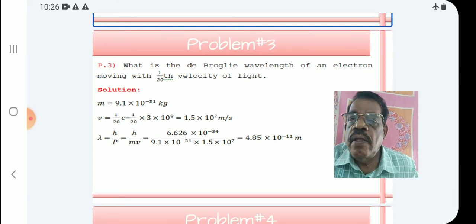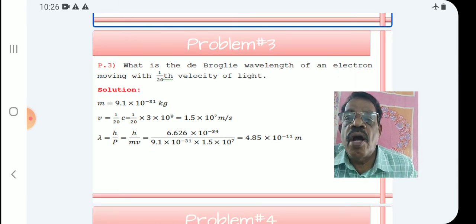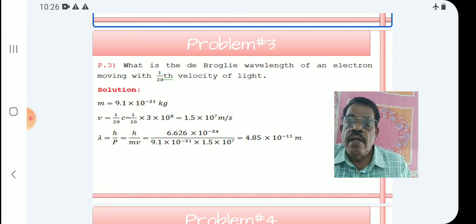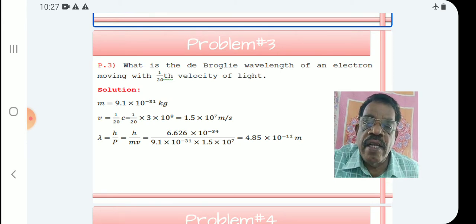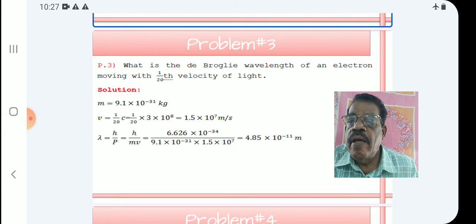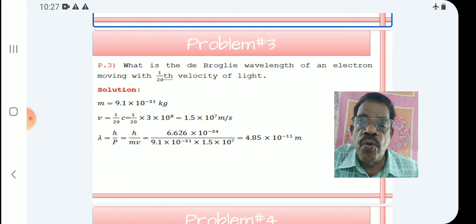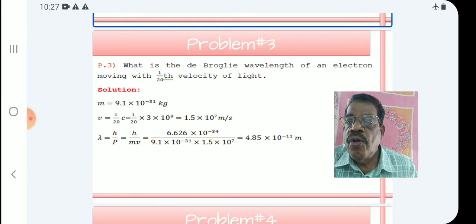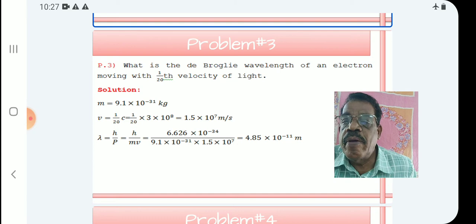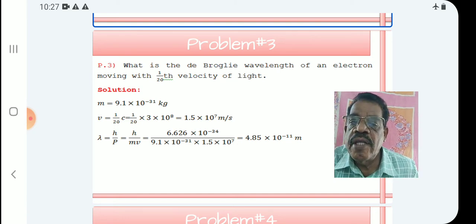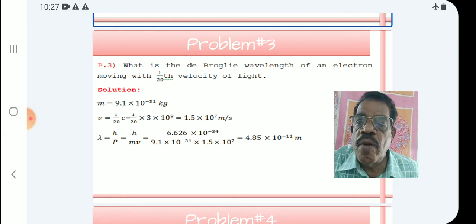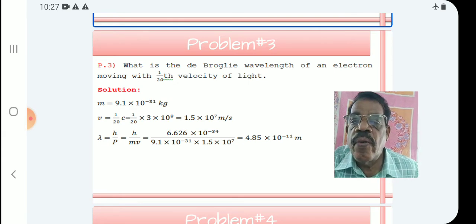Next question: what is the de Broglie wavelength of an electron moving with 1 by 20th the velocity of light? The mass of the electron is 9.1 into 10 raised to minus 31 kilogram. Velocity is 1 by 20 c, that is 1 by 20 into 3 into 10 raised to 8, where c is the speed of light, equal to 1.5 into 10 raised to 7 meter per second.